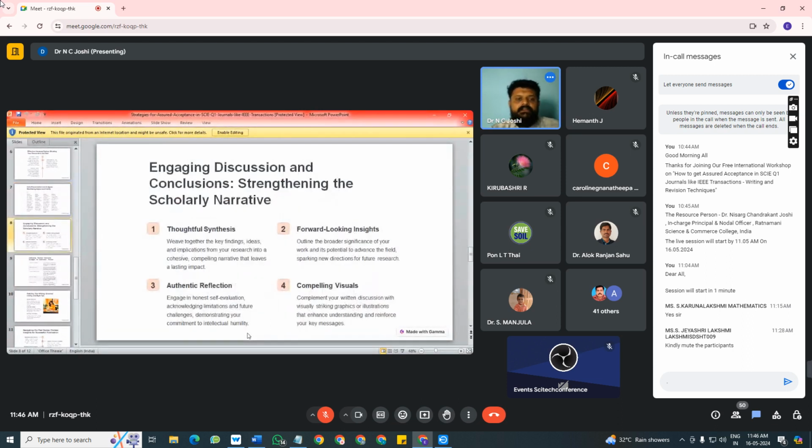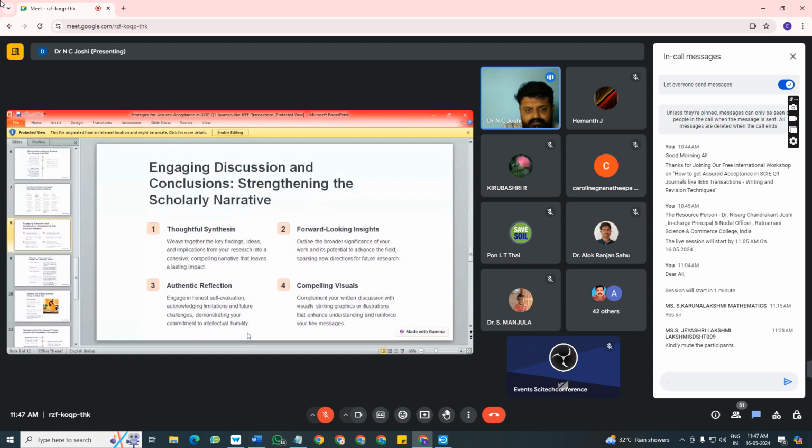The next point is engaging discussion and conclusion, strategy for scholarly narratives. From the first slide, we covered: firstly we select effective titles, then the manuscript, then the abstract, then the method, then follow the guidelines of SCIE Q1 journals, then the limitations. Now we are going on to discussion and conclusion.